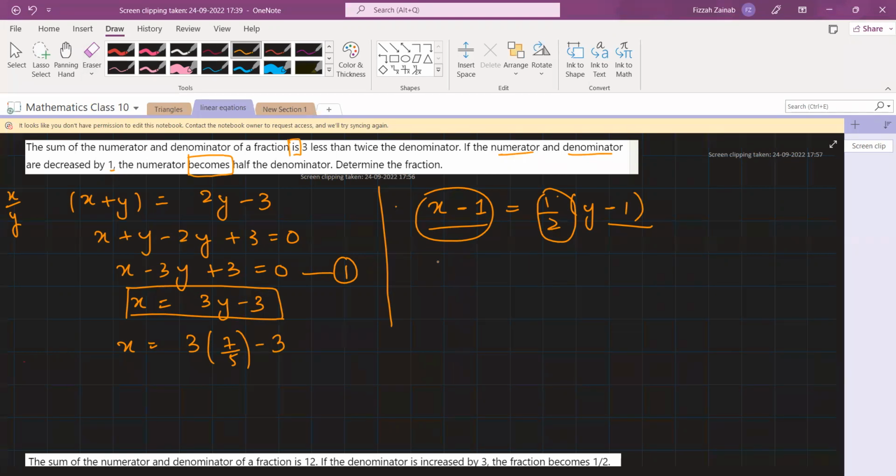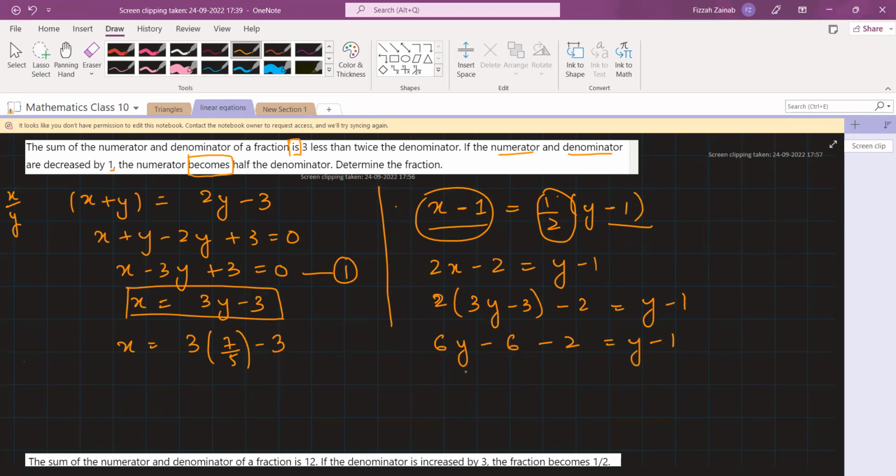So 2x minus 2 is equal to y minus 1, right? Now I'm putting x here. So 2 into 3y minus 3 and then minus 2 is equal to y minus 1. So 6y minus 6 minus 2 is equal to y minus 1. So 6y minus 8 is equal to y minus 1. 6y minus y is 5y is equal to minus 1 plus 8 becomes 7. Again, I'm getting y is equal to 7 by 5.